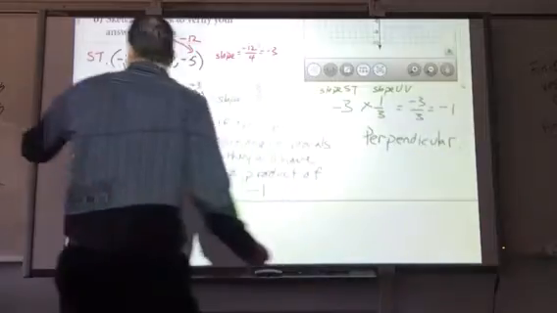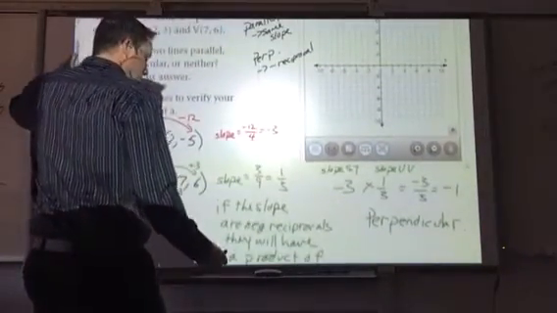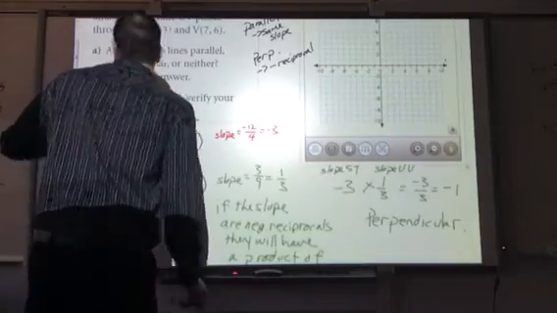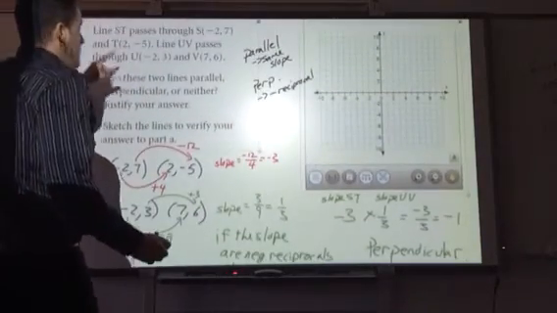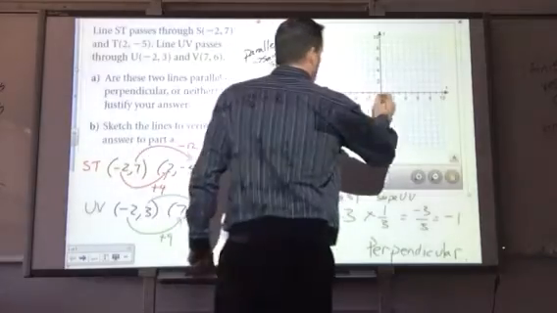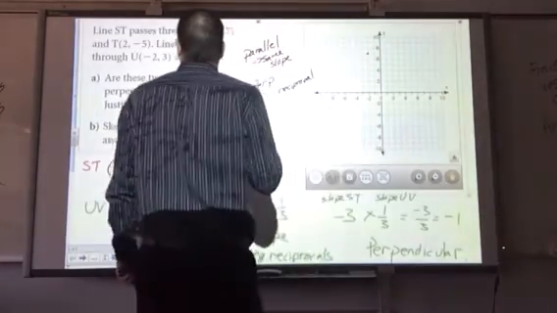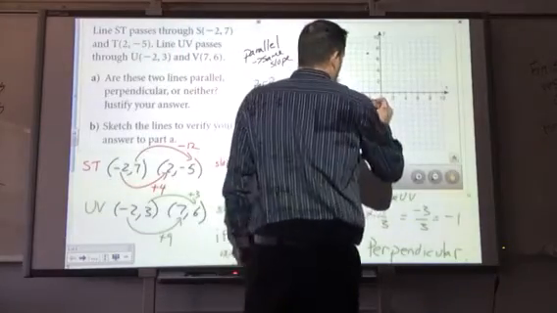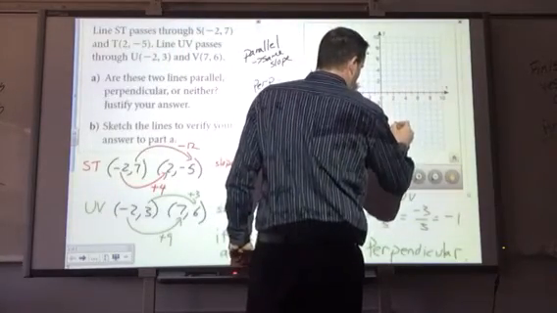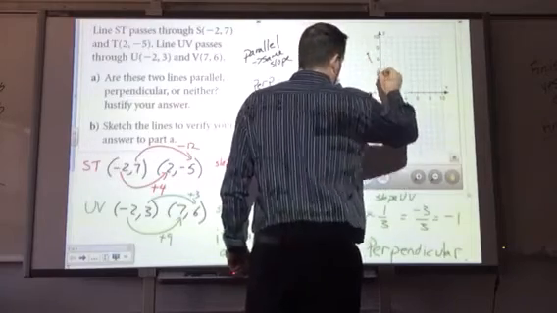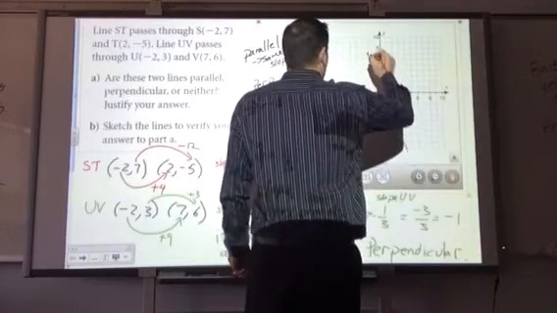How can we verify that graphically? If we put the two lines on the graph, we should see ST, -2 and 7. -2, 7, right there. 2 and -5, 2, -5, right there. Nice quick bad line by me.